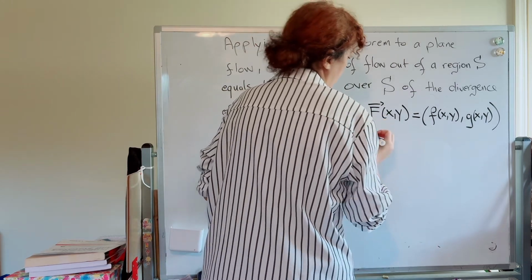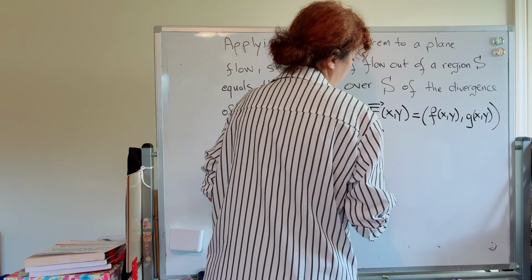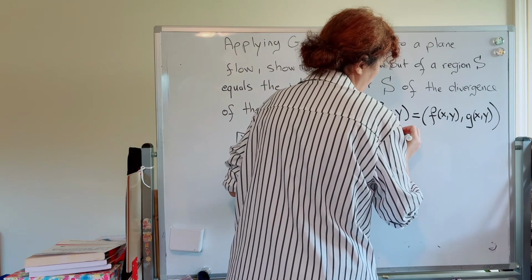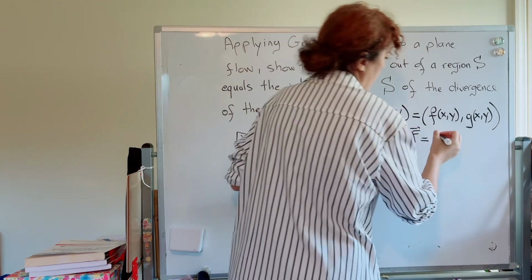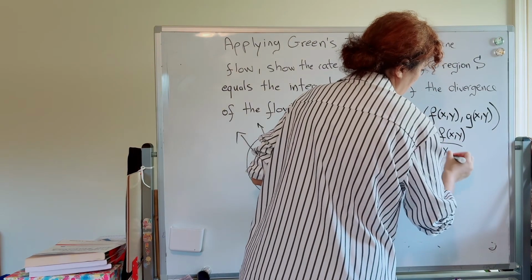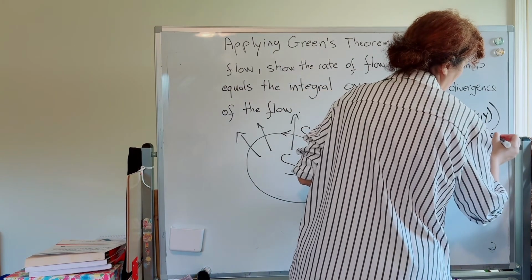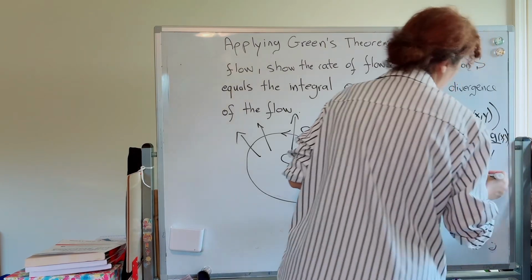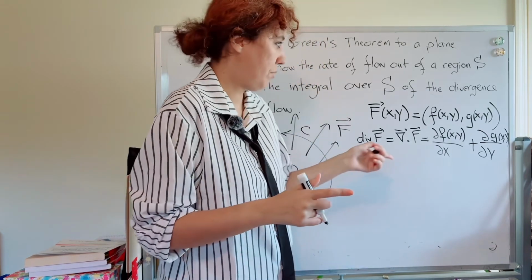What's the divergence of F? The divergence of F is equal to the gradient vector dotted with F, which is df(x,y)/dx plus dg(x,y)/dy. This is the divergence of F.